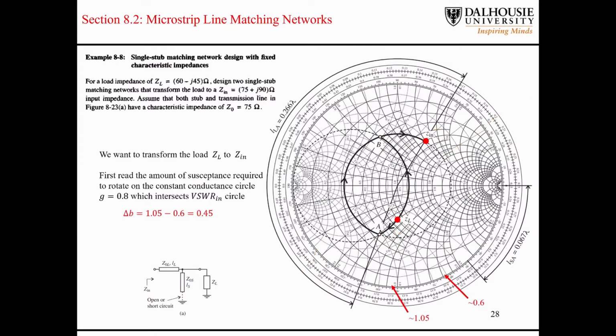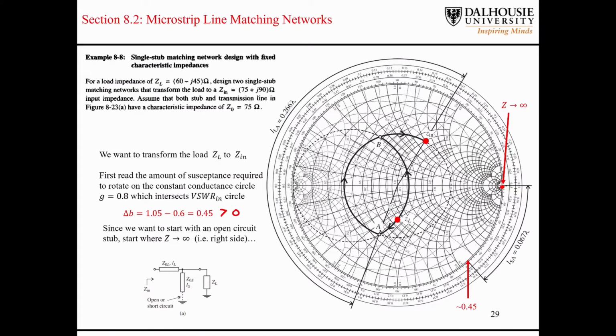So the first thing we do, very straightforward, we figure out what constant susceptance line point A sits on, and we figure out what constant susceptance line the load impedance sits on. We find the difference between these two values. We see that the change in susceptance is positive, so that suggests that we want to start as an open circuit because we want to go into the lower half of the Smith chart.